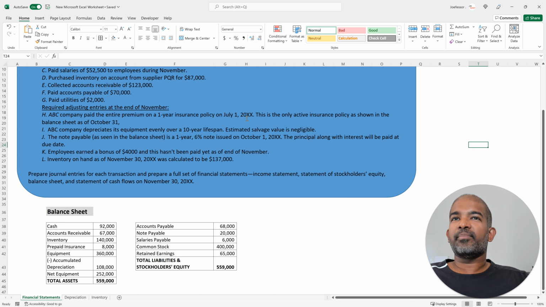So from July, August, September, October, 4 months have passed. The insurance policy is still active for a further 8 months. So this 8,000 reflects the 8 months of prepaid insurance which still is active for the rest of the year and also for the next year. If it's 8,000 for 8 months, we know that it costs about $1,000 every month. So now that November has passed by, we are going to credit 1,000 from prepaid insurance.